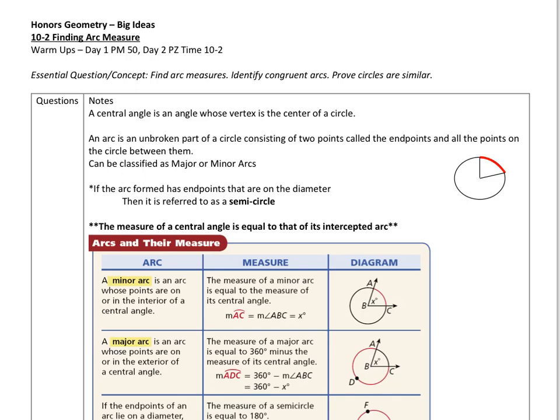Hey everybody, it's Mr. N here, and today we are going to do the second section in Chapter 10, which is finding arc measures. And let's get started with these notes.